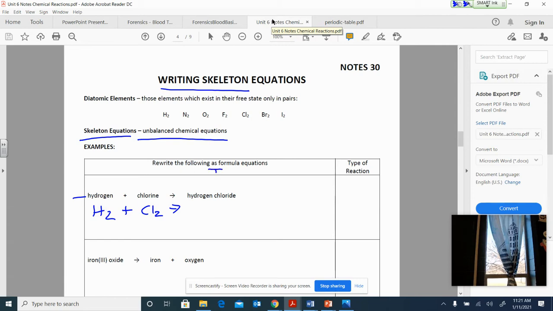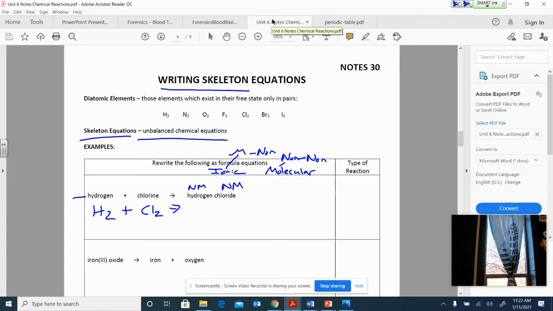How do I know if I'm going to be using my ionic naming, which has Roman numerals and charges that I crisscross to figure out their symbols, or if it's molecular? So remember, molecular is when I use prefixes like di, tri, hepta, nona. Molecular is with a non-metal with another non-metal, and ionic is with a metal with a non-metal. So when I look at hydrogen and chlorine, hydrogen is a non-metal and chlorine is a non-metal on the periodic table. So those are both non-metals and it's molecular.